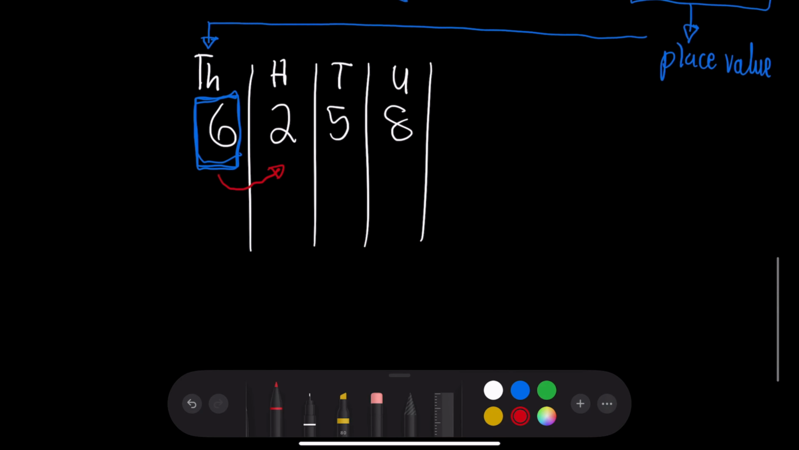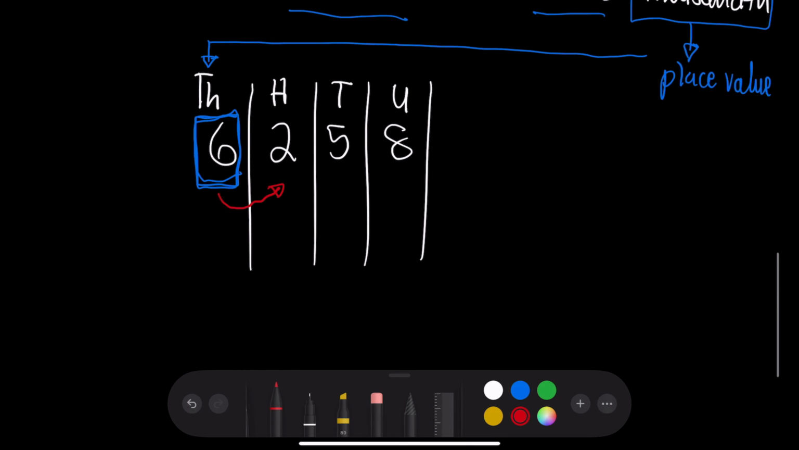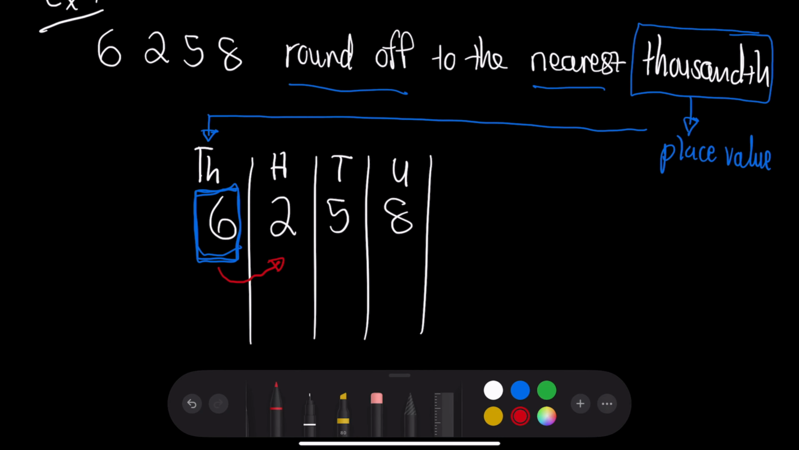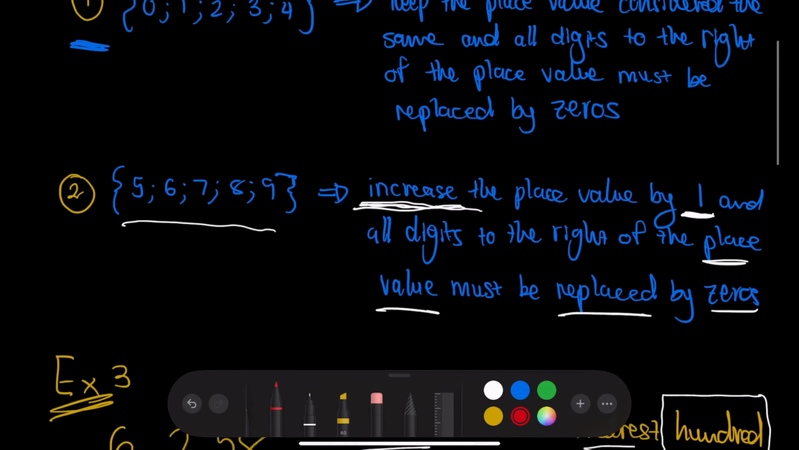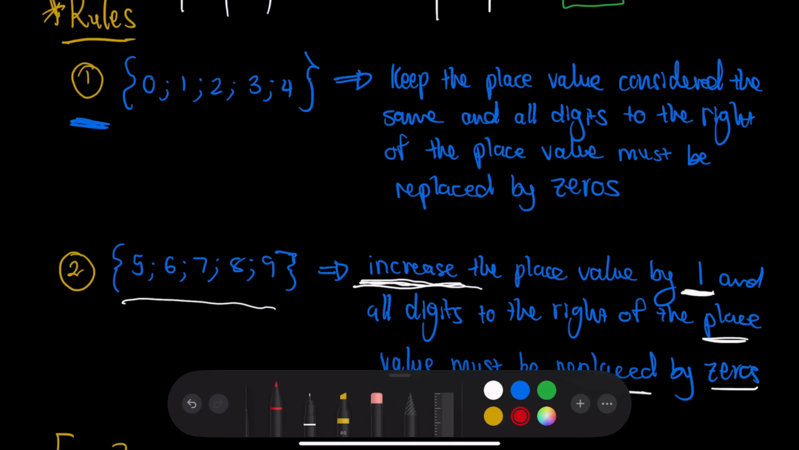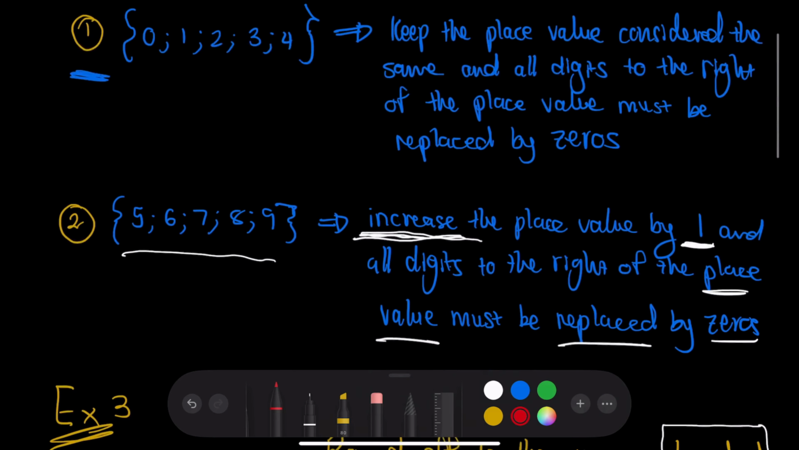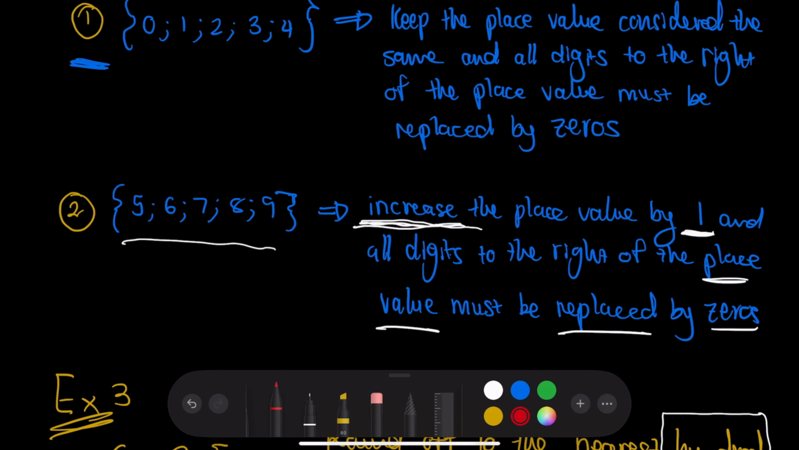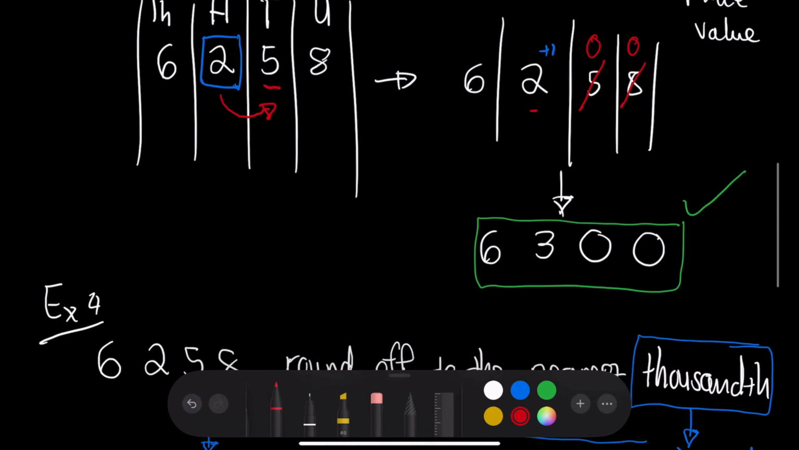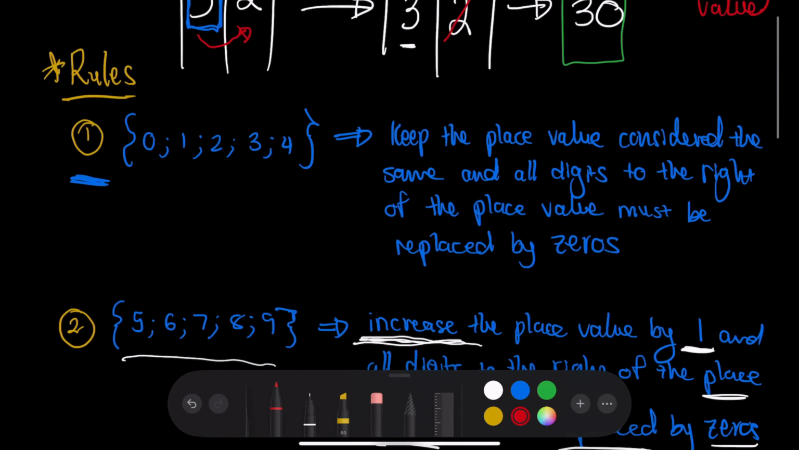Then what number do I have to the right of that? It's the number 2. Then once again I have to ask myself, does this digit 2, which is to the right of my place value, form part of the set 0, 1, 2, 3, 4? Or does it form part of the set 5, 6, 7, 8, 9? Whichever set it forms a part of, that rule I apply, and I can see 2 will form a part of the set 0, 1, 2, 3, and 4.